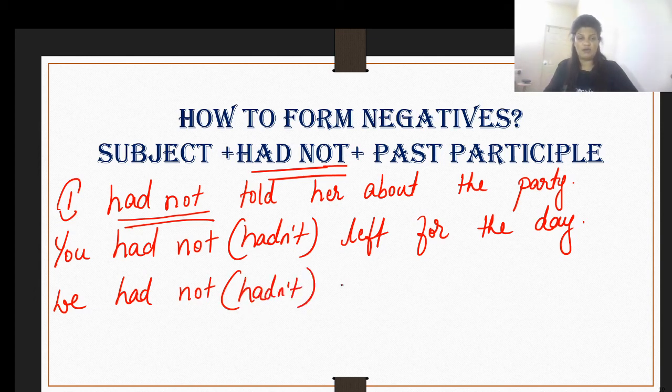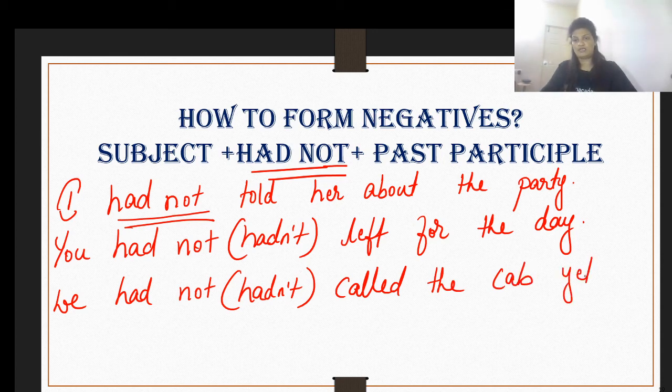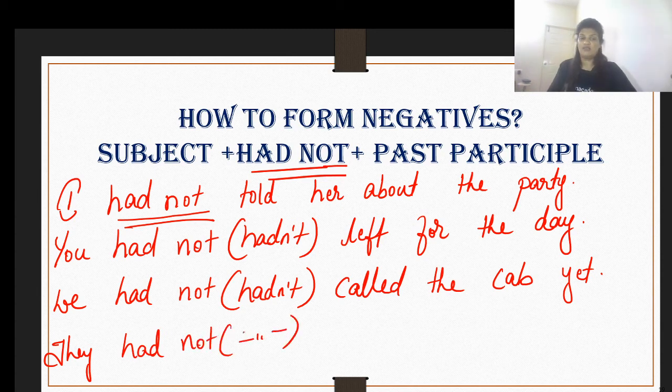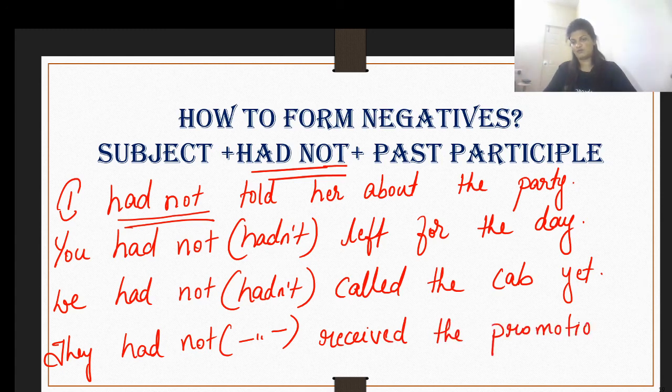We hadn't called. This is your past participle. We hadn't called the cab yet. With the subject they, had not, or you can also bring in hadn't there. They hadn't, or they had not, received the promotion. So this is how you frame your negative statements with the subjects I, you, we, and they.